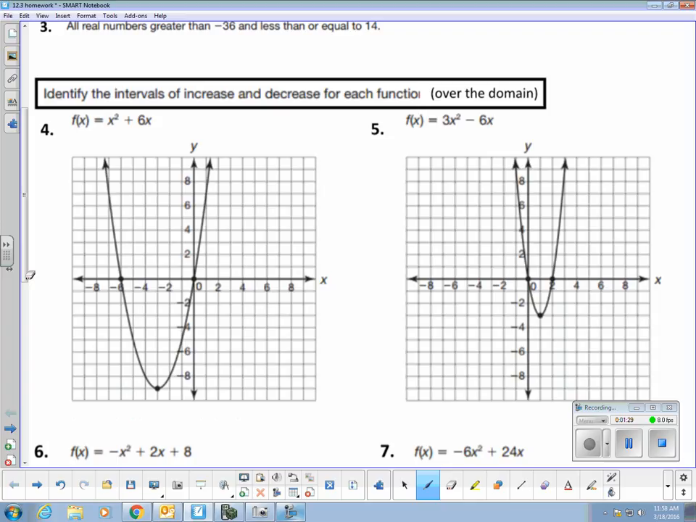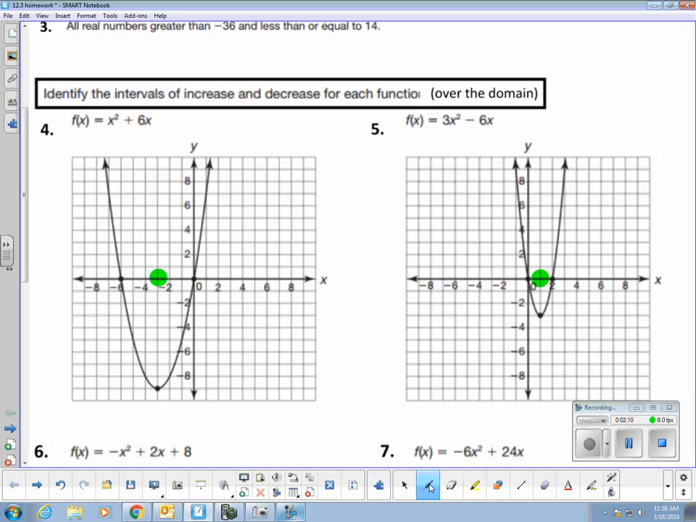Number 4 is asking to identify the intervals of increase and the intervals of decrease for each function. And it just reminds us there that we're always looking at the values over the domain. So one thing that I do to begin the problem is I take maybe a highlighter and I mark my x value at the point where I notice that it comes down to the minimum and then it starts to increase again. So from my decreasing to my increasing, I just point out my x value. And I do that in each of these problems before I decide what my interval of increase and decrease is.